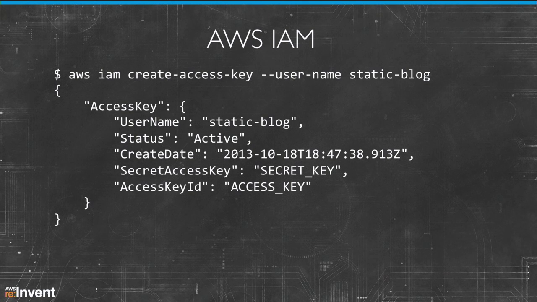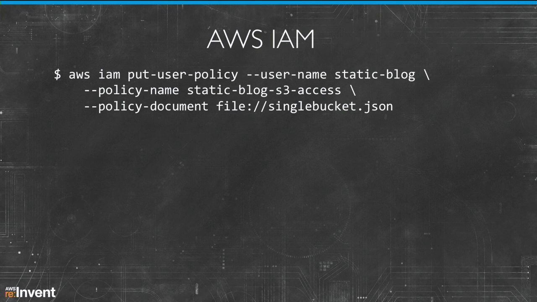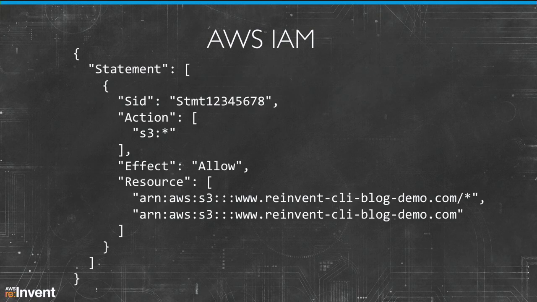And now that we've done that, we can say what permissions this user has. And you'll see this file:// so that's one of the features we looked at previously. And this file has a policy that says that essentially it can do anything to this bucket here.